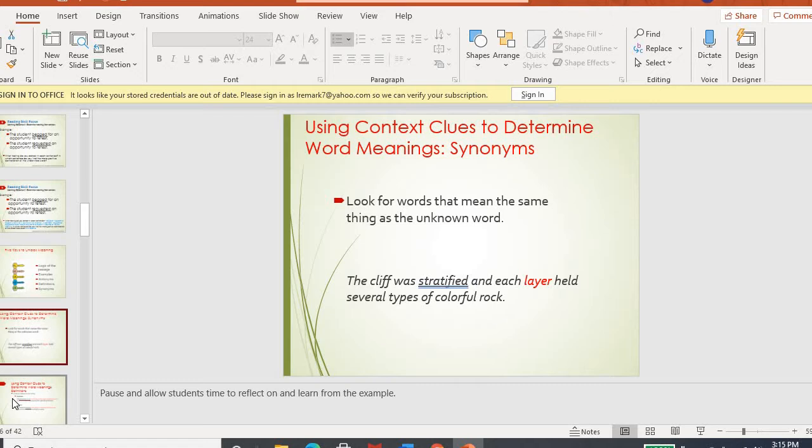So when we say synonym, hopefully you know, it means a word that's the same or nearly the same, pretty close. So if we had this, the cliff was stratified and each layer held several types of colorful rock. If I've never heard of the word stratified before, a couple words later, the word layer is there, which is a synonym of stratified. So that's how a context clue in a synonym form can help me figure out what the unfamiliar word might be.